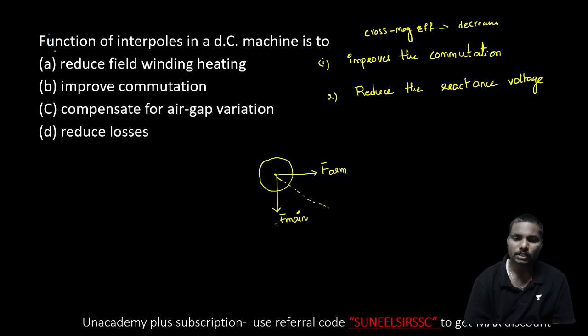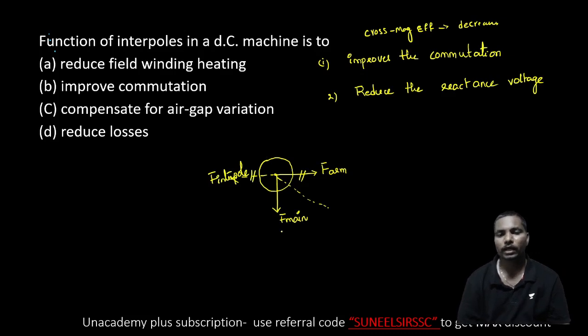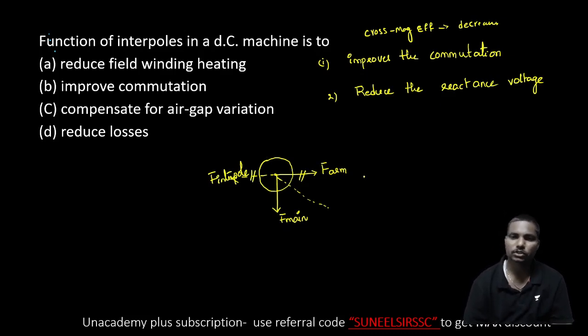So if you want to reduce this cross magnetization effect, we have to eliminate this MMF due to armature reaction. For that, we have to take the opposite side of the MMF, that is created by interpoles. So this one is going to be cancelled out. Then only our main field flux is there. Then cross magnetization effect will be reduced, and it improves the commutation and reduces the reactance voltage. Why does it reduce the reactance voltage? It generates some counter EMF to the reactance voltage, so that both will be nullified.